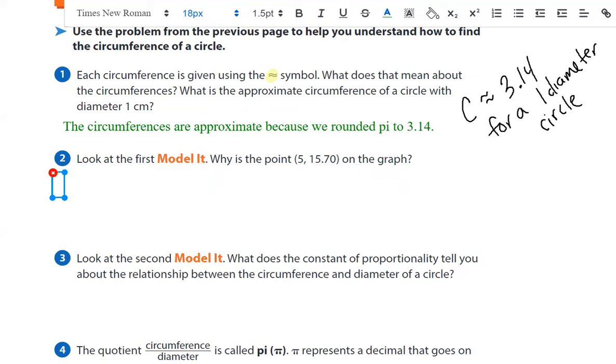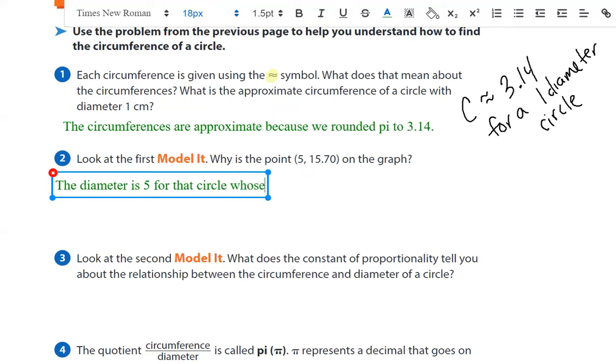How do we put that down here? What can we write? How about the diameter is 5 for that circle whose circumference is 15.7. I don't know why they put the point of the 70. I'm going to put just 7.